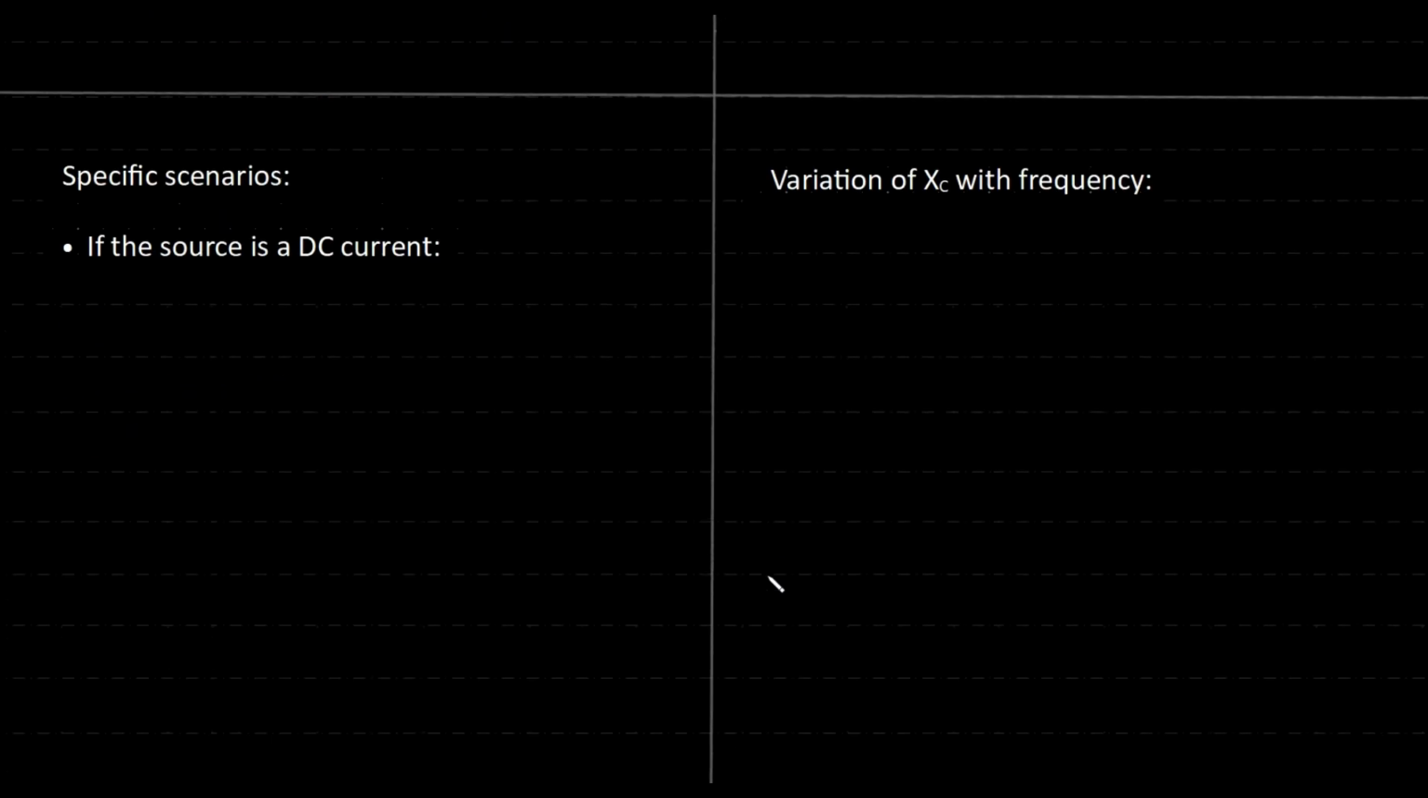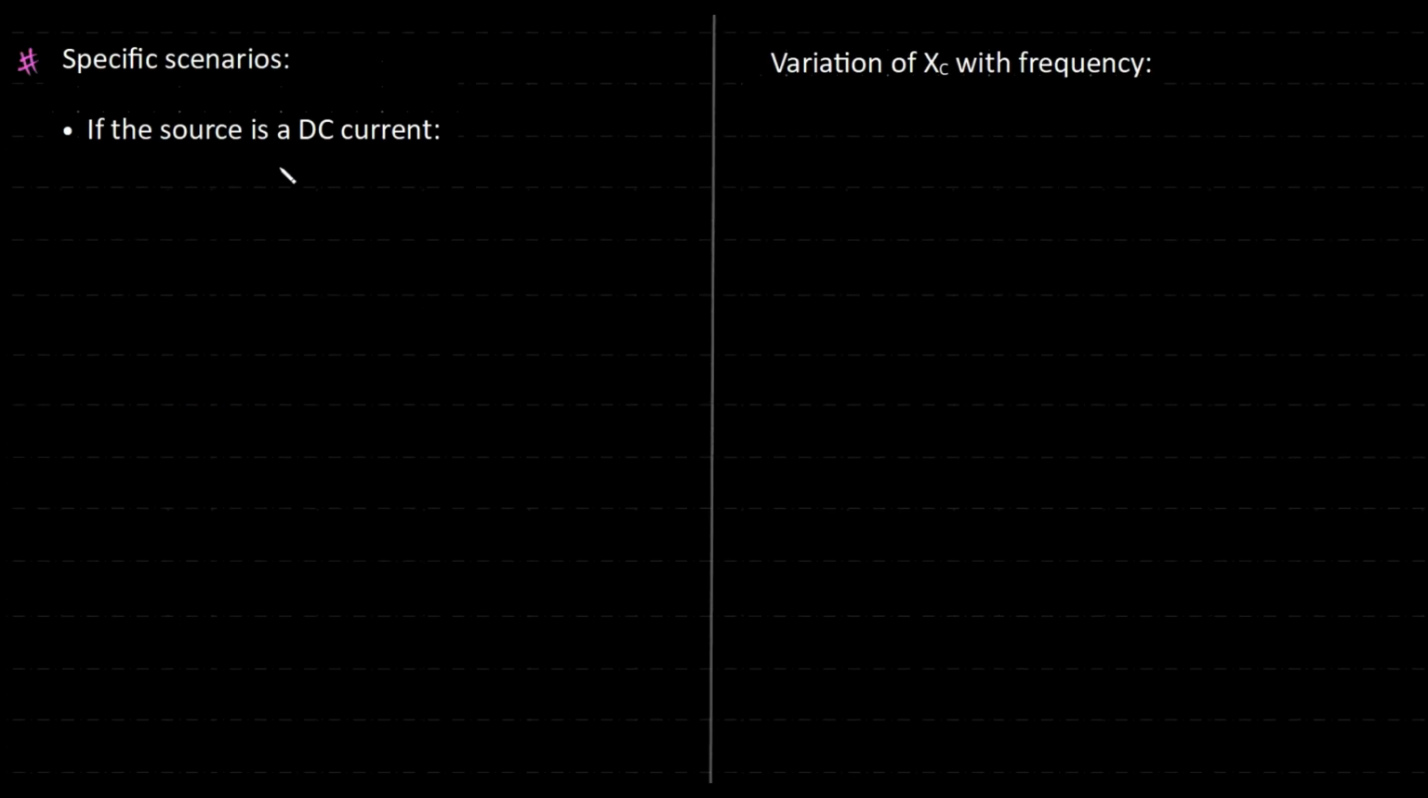Now, this will make sense. What if we have a DC source? Then your frequency will be equal to 0. So what will happen to XC? 1 by 0, which is infinity. We saw that in the very first video when we started talking about capacitors. After some time, it offers a lot of resistance, leading to the circuit just stopping, right? In your RC circuit, after a certain point of time, when we switch it on, it stops. Does it make sense?